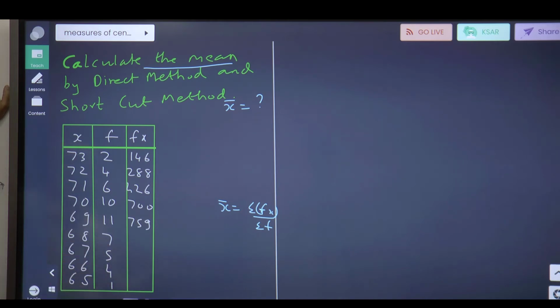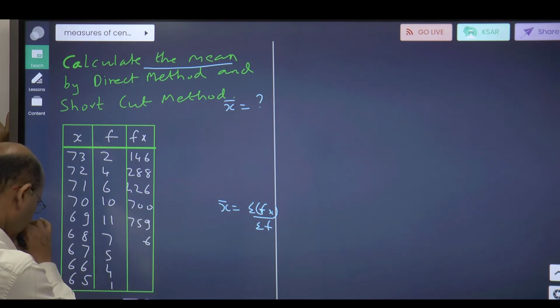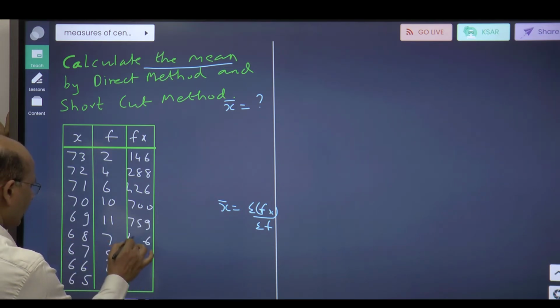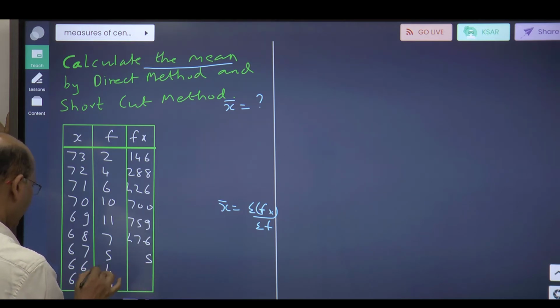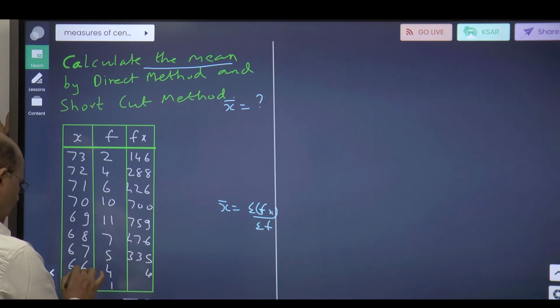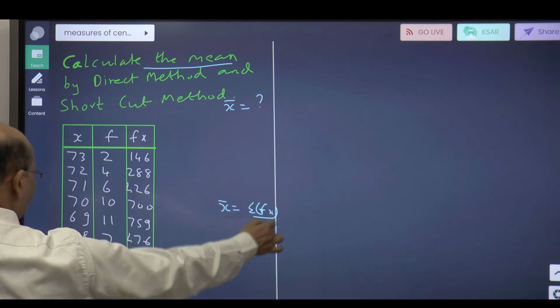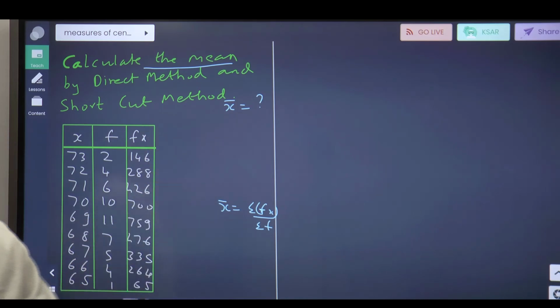So 7 into 68, can you calculate for me and tell me what is the answer quickly? 7 8s are 56, 7 6s are 42, 47, then 5 7s are 35, 5 6s are 30, 33, then 4 6s are 24, 4 6s are 24, 26, and 65. I hope I had written the frequencies right there. Let me have a first hand experience. What I am doing is generating in the table whatever is needed in the formula, that is fx, as simple and as quick as this. Yes, it is one only, right?